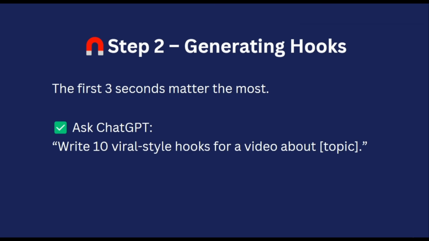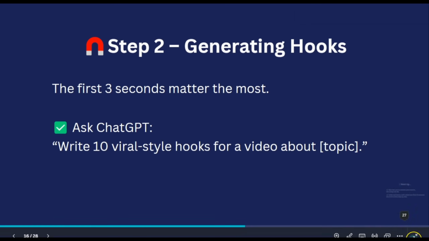So step 2 is generating hooks. I'm going to show you guys how to use AI to help you generate engaging hooks for videos that you're going to post on your social media accounts. What you need to keep in mind is that the first 3 seconds of your video matter the most. So when generating your hooks, you want to make sure that you create engaging hooks that capture people's attention in the first 3 seconds of the video. What you want to do is ask ChatGPT to write 10 viral style hooks for a video about your topic. You can do this real quick.